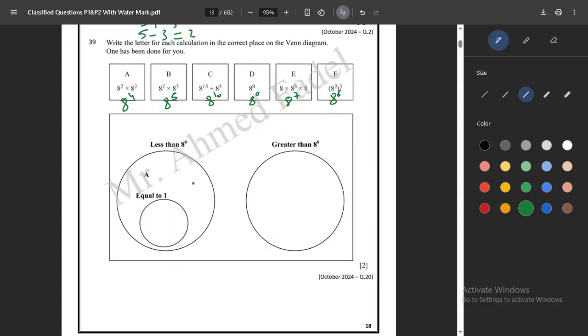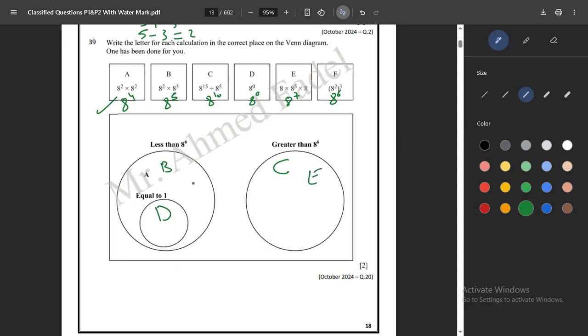I got A, it's done for me, Mister. All right, B is less than 8 to the power of 6. Yes, so I got here B. I got here C, which is 8 to the power of 10, is supposed to be written here. This is 8 to the power of 0 is equal to 1. 8 to the power of 0, which is D, and it's the only one that is equal to 1. E, 8 to the power of 7, it is greater, E.